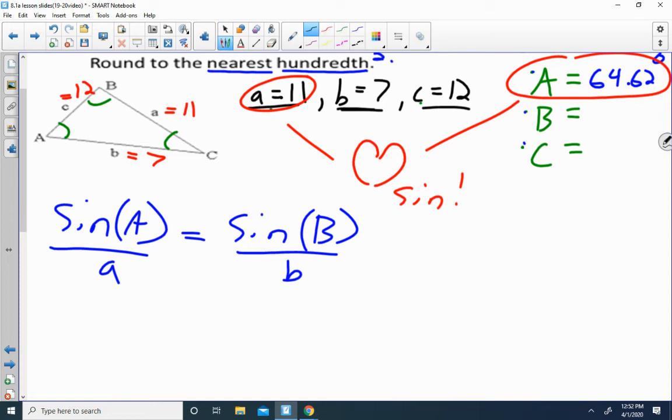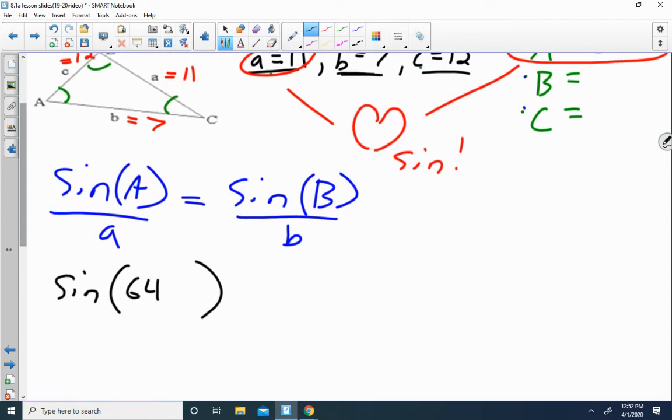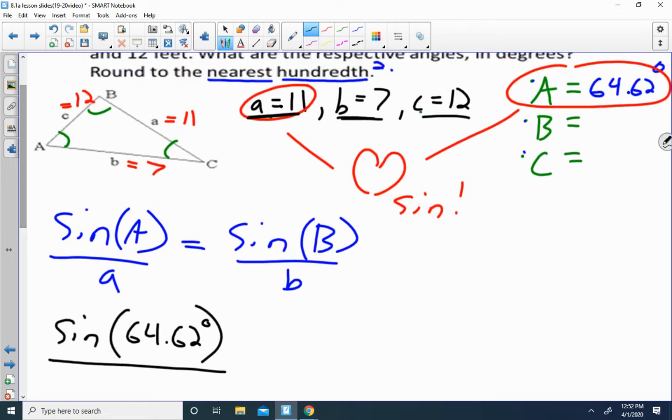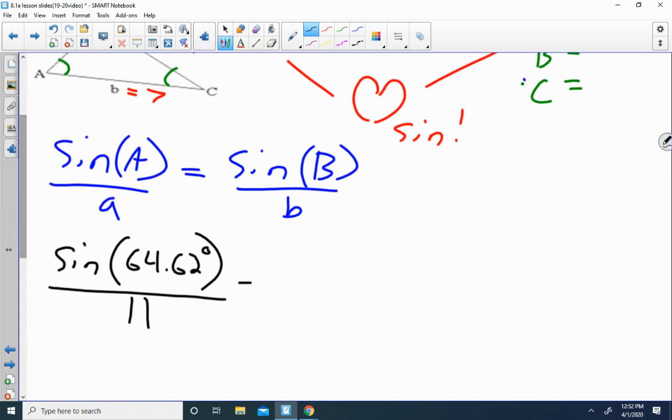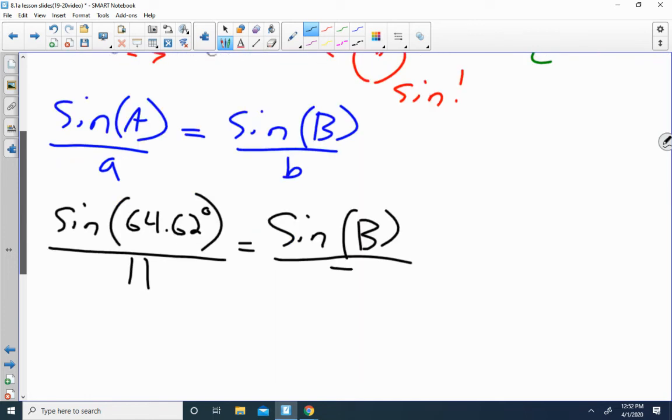Plugging in the values, I'm going to have sine of big A, well, big A is 64.62 degrees. Little a, in this case, I labeled as 11. Sine of big B, don't have big B yet. Little b, what did I label little b as? Little b was 7. Okay. All right, so then, once you get to here, cross multiply, solve for big B, which you guys already know how to do from part 1.